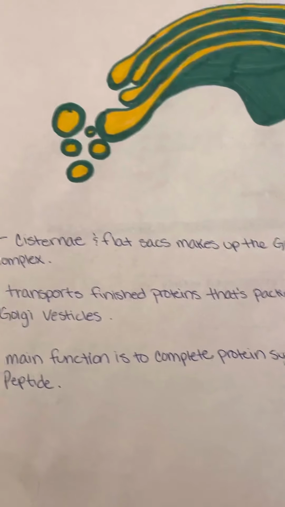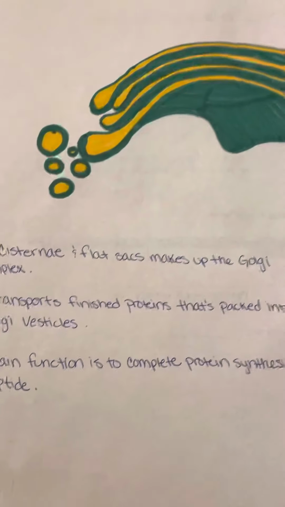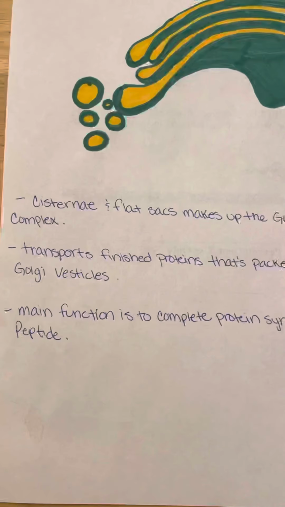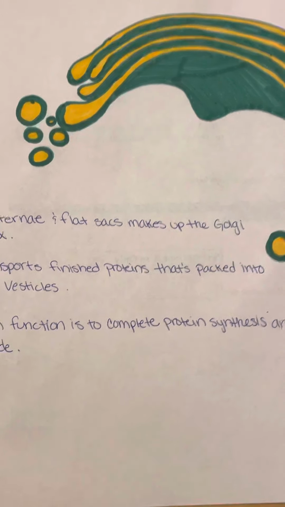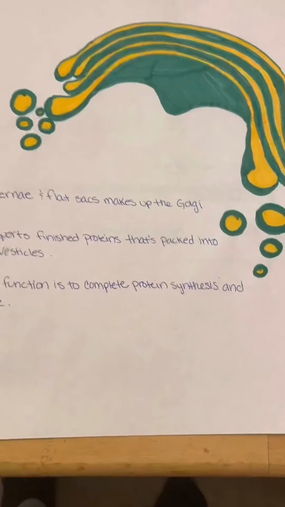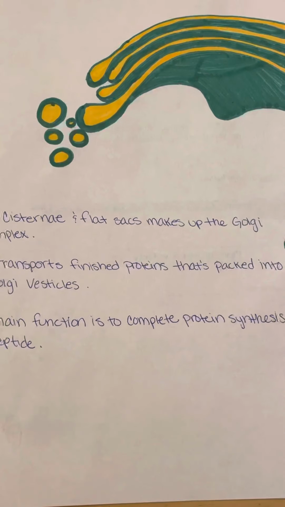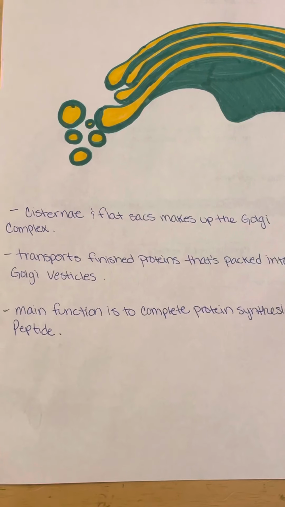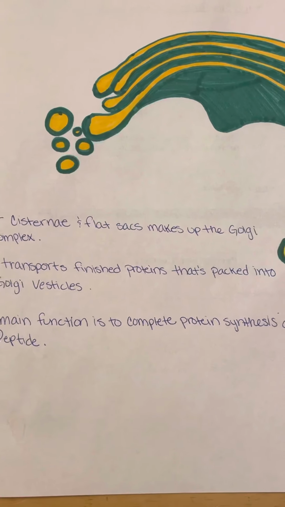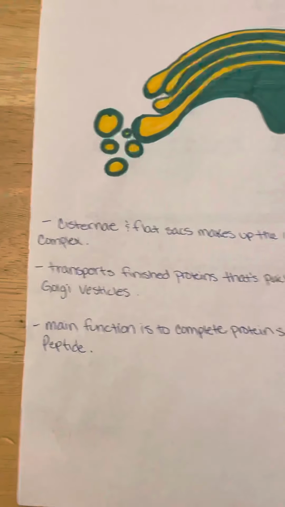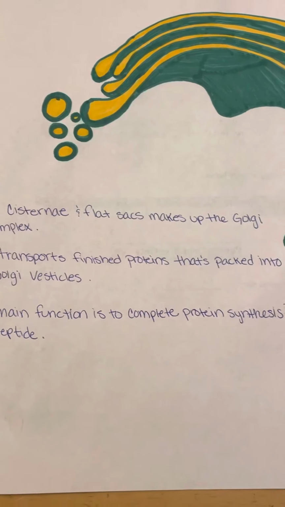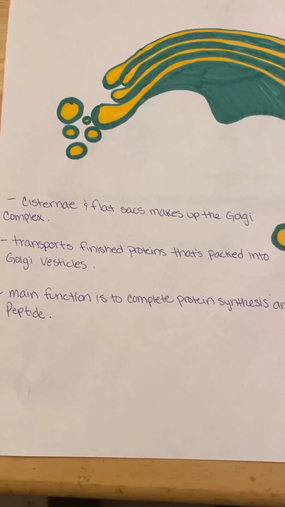Also, earlier I mentioned the cisterna, and this is the Golgi vesicles, and I drew a picture of it. The cisterna and flat sacs make up the Golgi complex, and it transports finished proteins that are packed into Golgi vesicles. The main function is to complete protein synthesis and peptide.